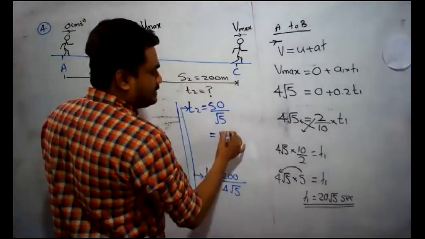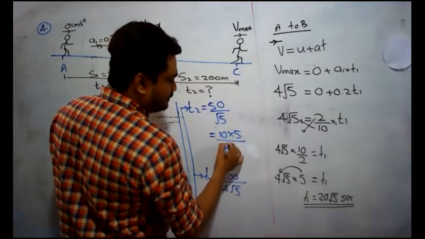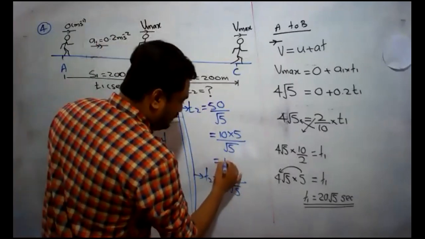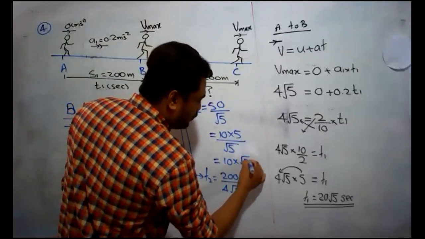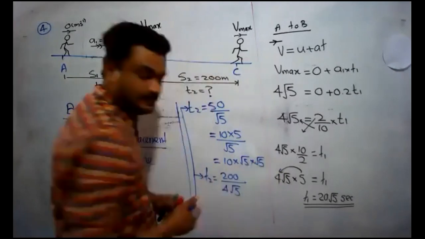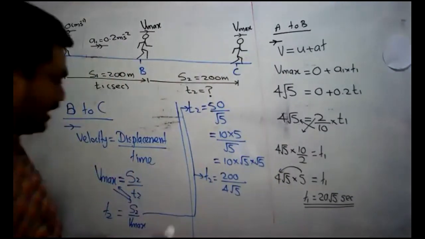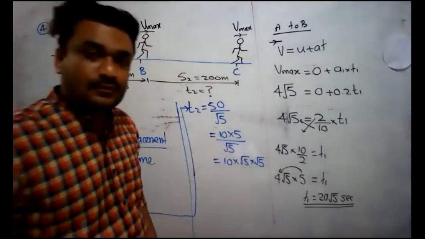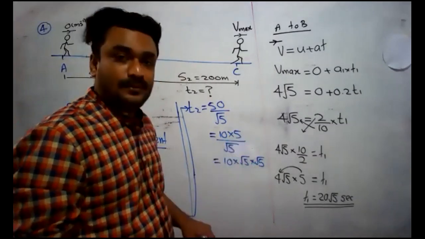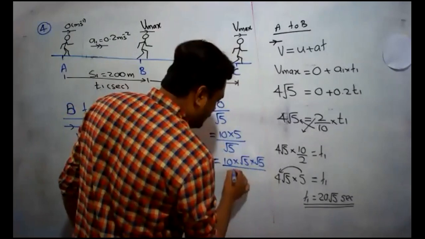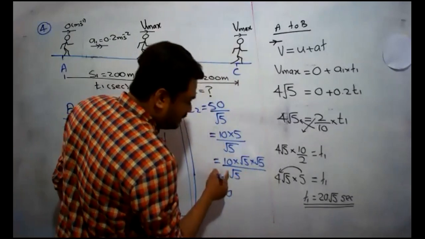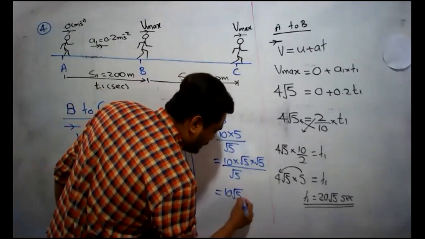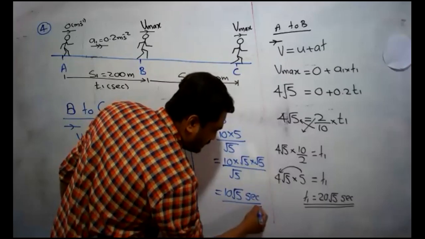50 can be written as 10 times 5. Are you okay with this, Max? And 5 can be written as square root 5 into square root 5. Do you know this, Max? If you multiply square root 5 by another square root of 5, you will get the answer as 5. Root 5 into root 5 is 5. And we have divided by root 5. Now this is 10, this root 5 and this root 5 cancel out. So finally, the time taken T2 is 10 root 5 seconds.